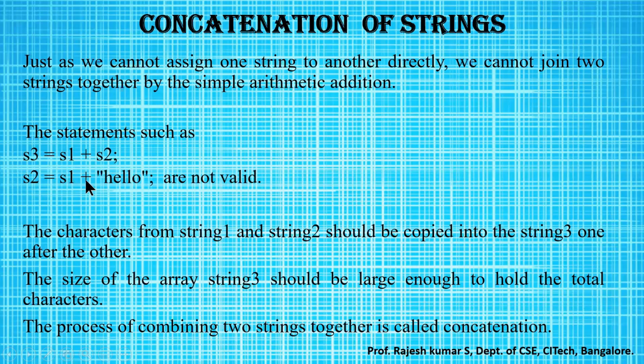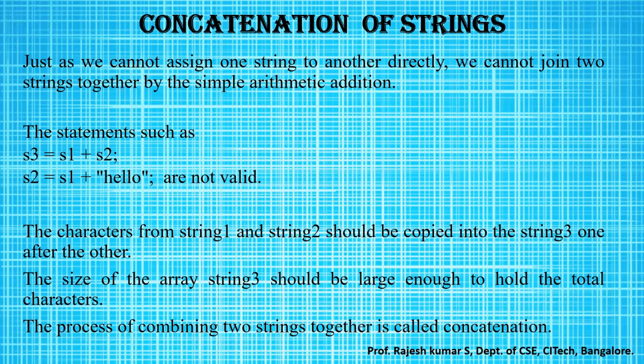It is not possible. Again, I can't add S1 plus a string in double quotes, such as "hello". This string cannot be added with the S1 array, and I can't store it. All these are invalid. In order to concatenate, what we have to do is the characters from the S1 string and the characters from the S2 string should be copied one by one inside the third string called S3.